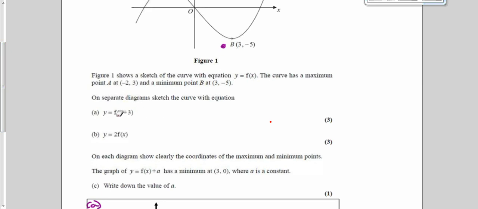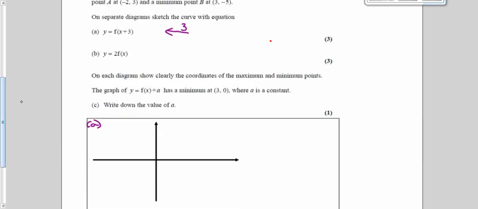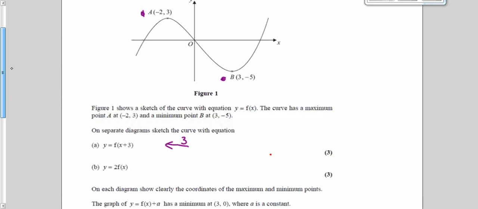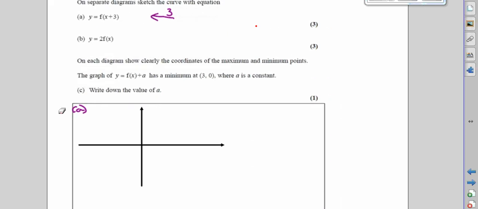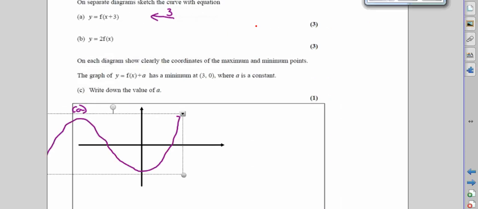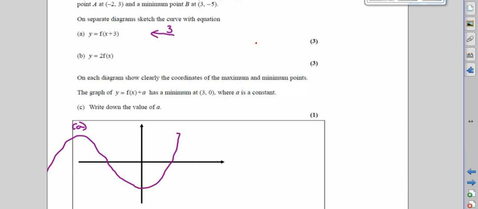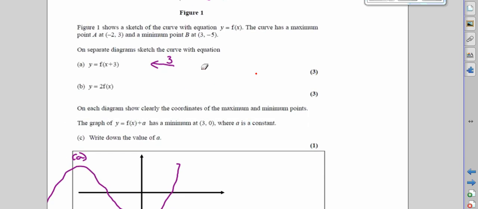So from earlier on in the booklet, we know that f of x plus 3 means that we move 3 in the negative x direction. That means that we move 3 spaces to the left. So I've already drawn my axes and I'm going to redraw this curve, moving it 3 spaces to the left. So this is how my graph looks after it's been transformed.